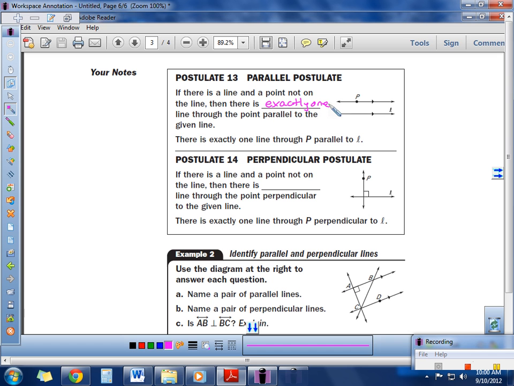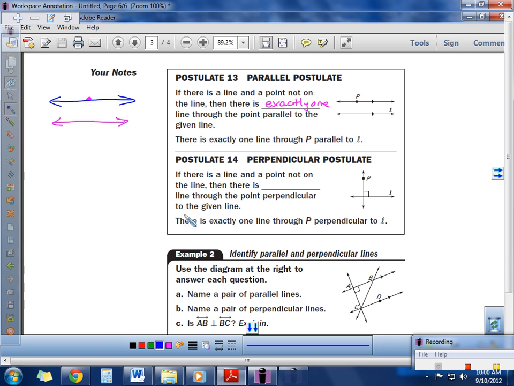There is exactly one line through the point parallel to the given line. Here's what it's saying. If we have a given line and a given point, how many other lines can you draw through that point to be parallel to this line? Only one. You can only draw one other line to be parallel to the original line through that given point.